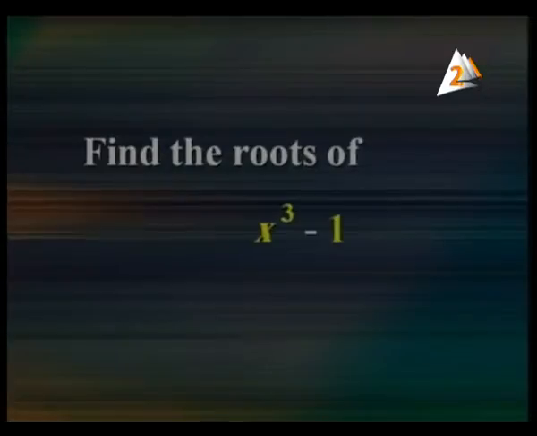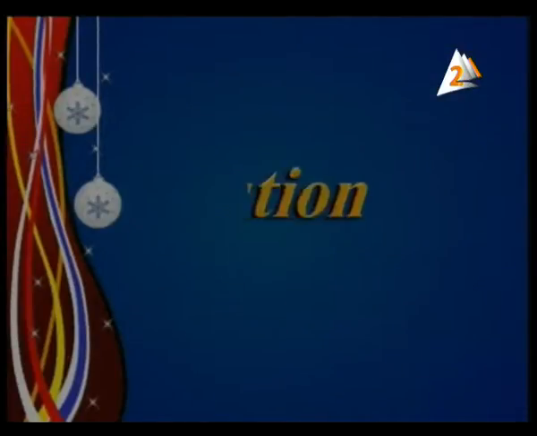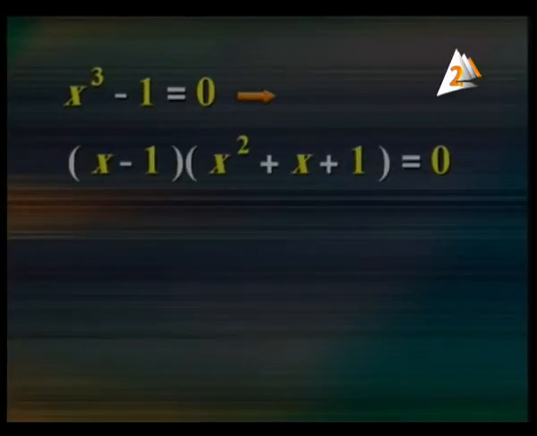Example. Find the roots of x to the power 3 minus 1 equals 0. Look at the solution. Remember, dear student, x to the power 3 minus 1 equals 0. Therefore, this is a difference between two cubes, x to the power 3 minus 1 to the power 3. In this form, from second prep, we have factorization by the difference between two cubes.